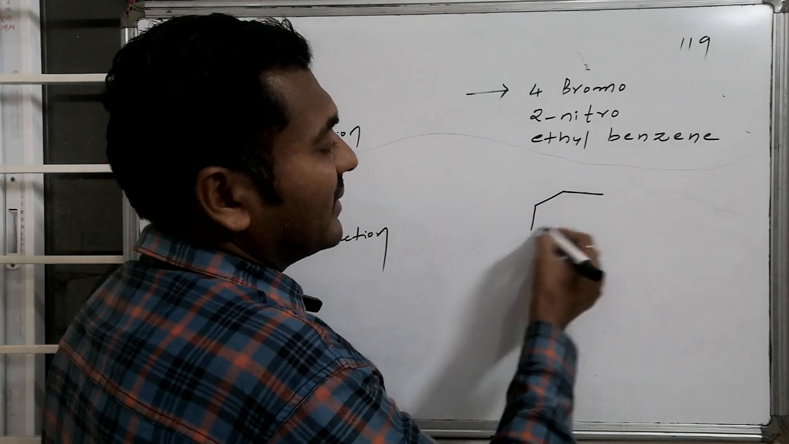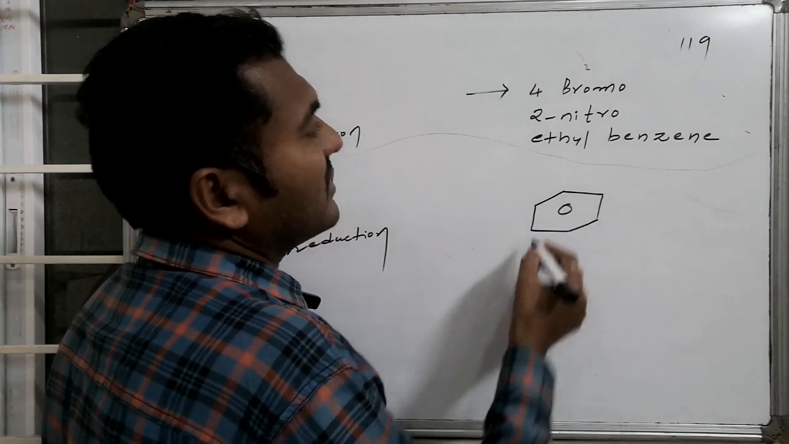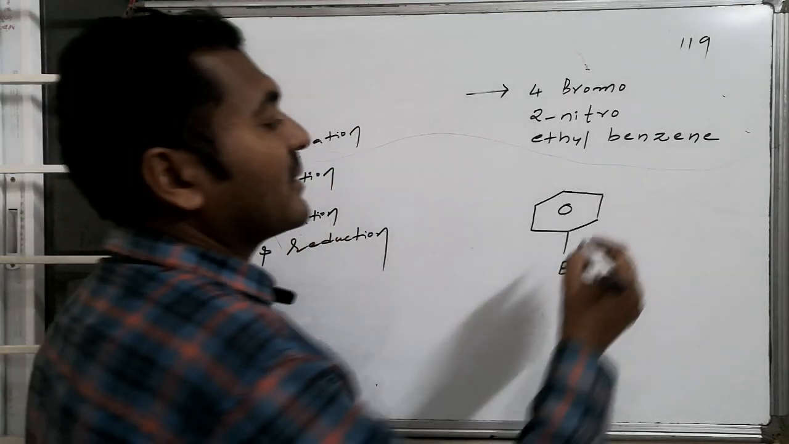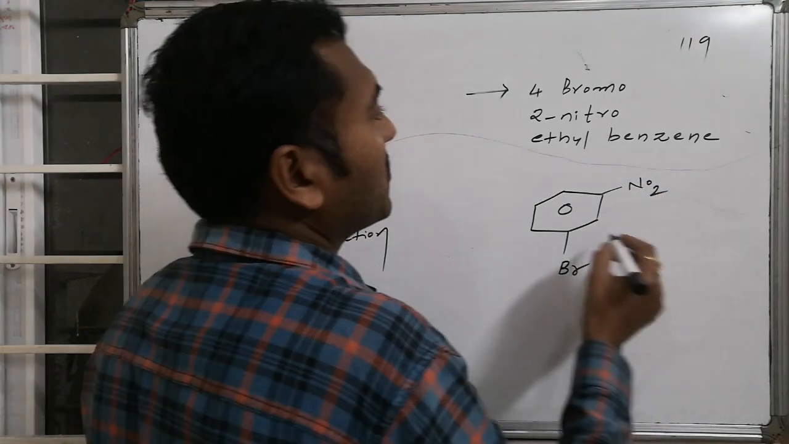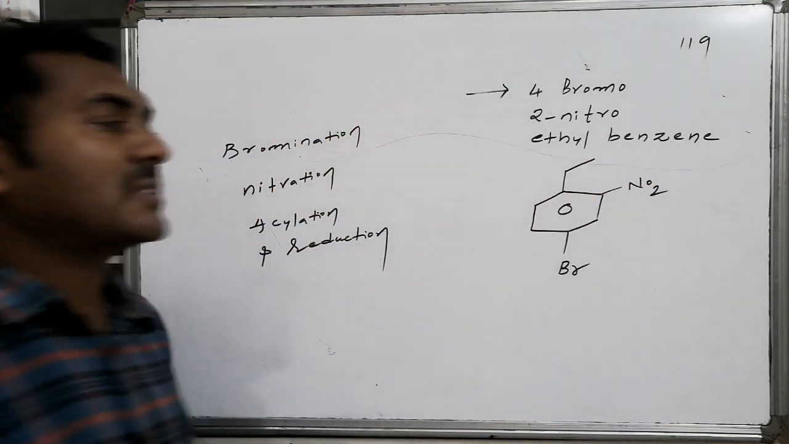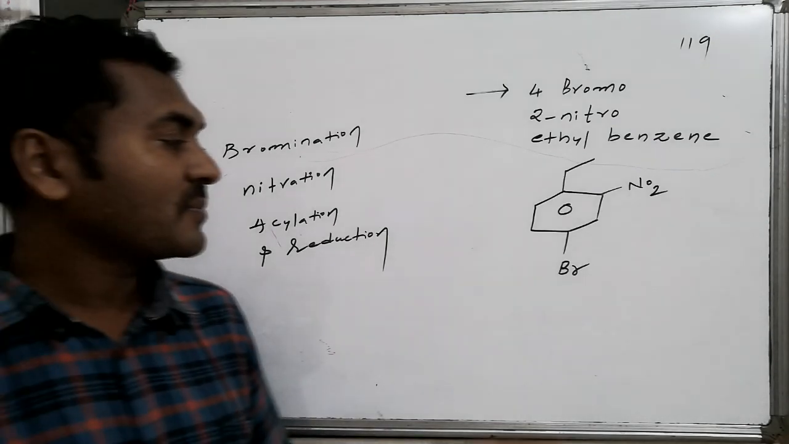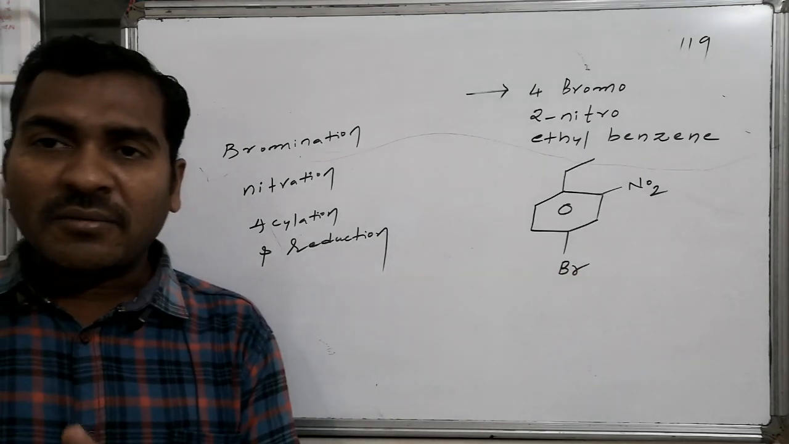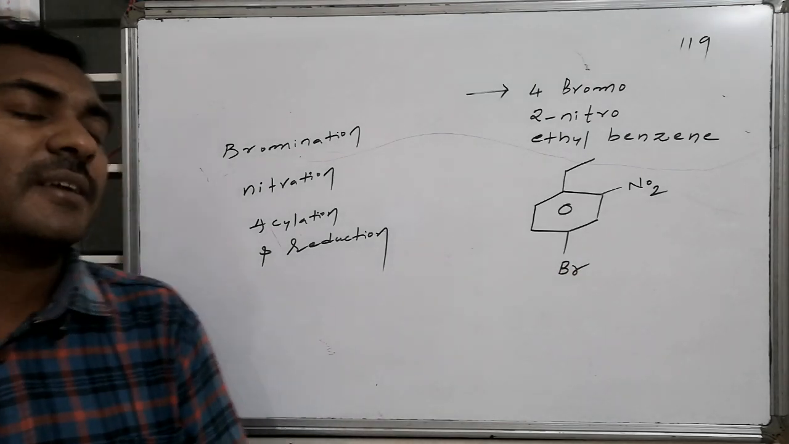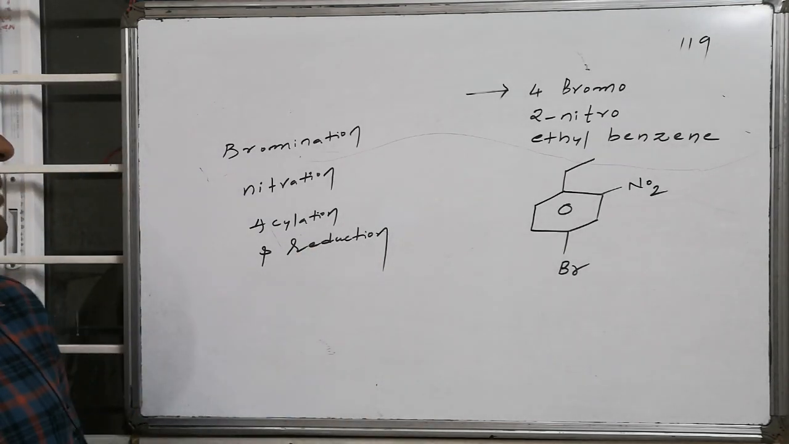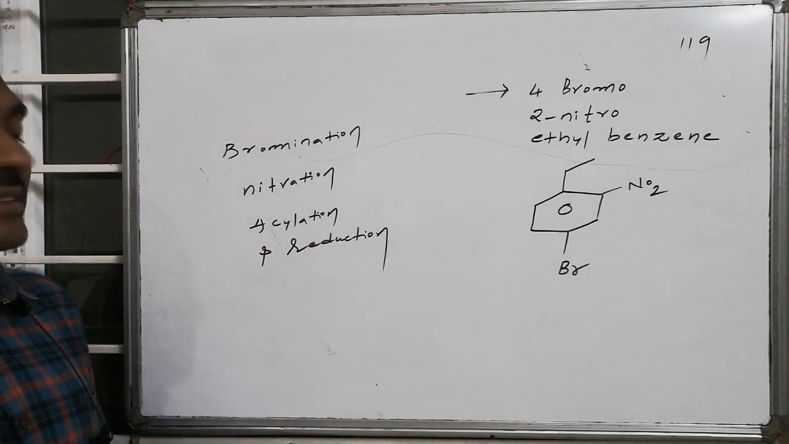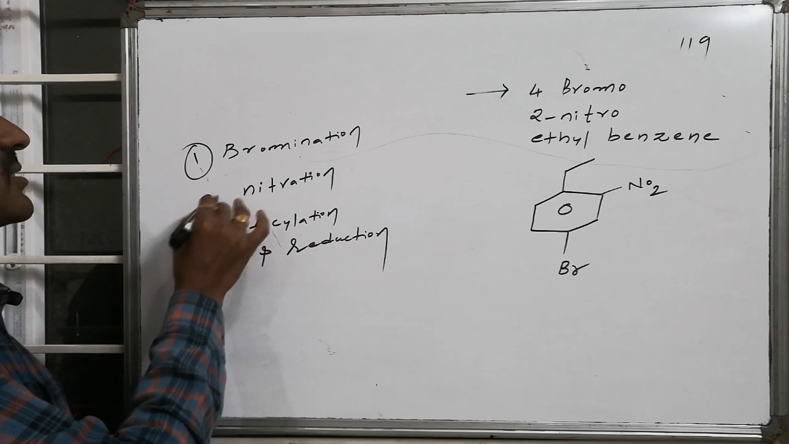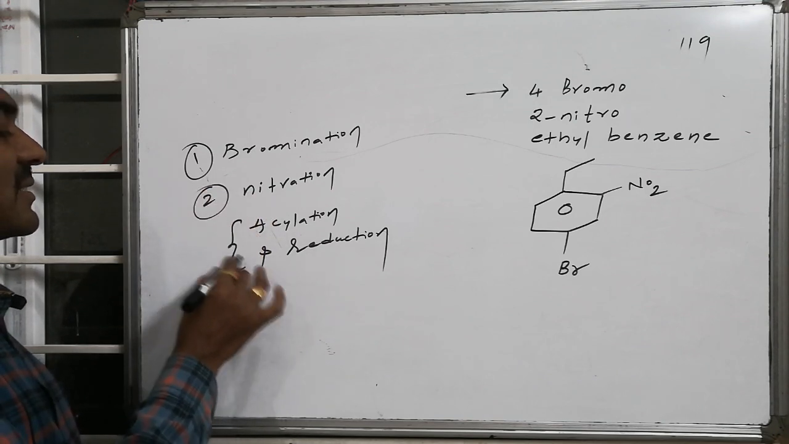If I write the structure, this is benzene, with bromine at its fourth place, a nitro group at its second place, and originally an ethyl group at its first place. Here it has to produce 4-bromo 2-nitro-ethyl benzene, and by taking benzene as starting material we have to go through different steps like bromination, nitration, acylation, as well as reduction, that is bromination 1, nitration 2, followed by acylation and followed by reduction, like this.